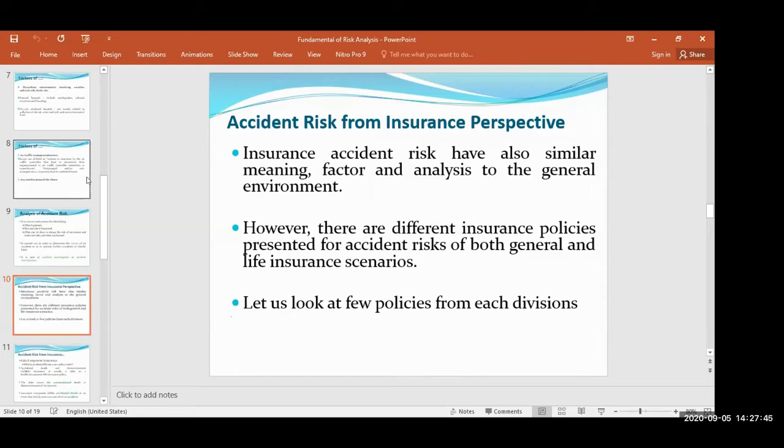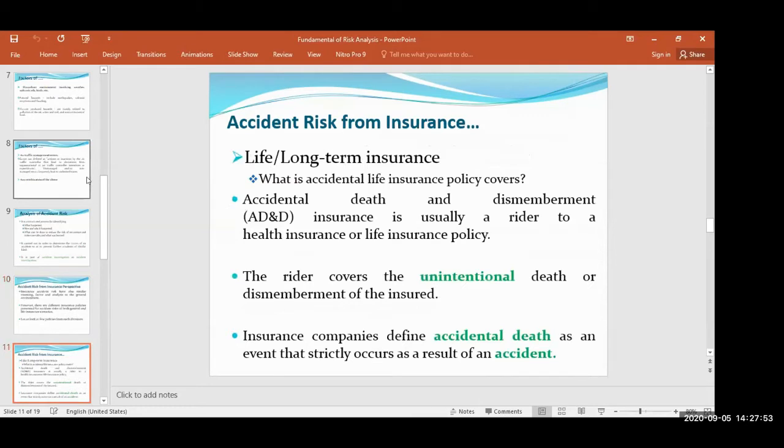As I said, there are two types of policies, accident for the general and life. When you say general, it can be property or liability. So for the long-term insurance, what does an accidental life insurance policy cover? Accidental death and disablement insurance is usually a rider to a health insurance or life insurance policy. This is a definition of what it covers.